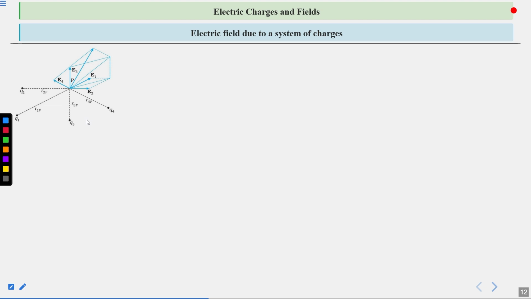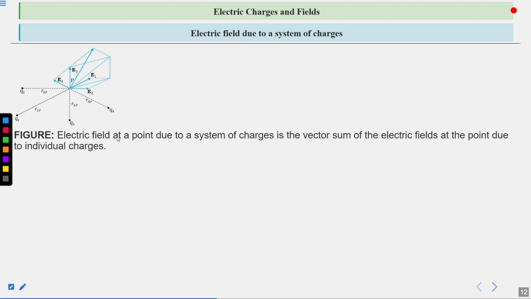So look at here the figure. Electric field at a point due to a system of charges is the vector sum of electric fields at the point due to individual charges. So this is the electric field at a point. Suppose the point is P. Here electric fields E1, E2, E3, E4 are due to other charges. And the distance of the charge from the point P is r1P, the distance of charge first from point P. Similarly, r2P, distance of the charge Q2 from the point P, and so on.